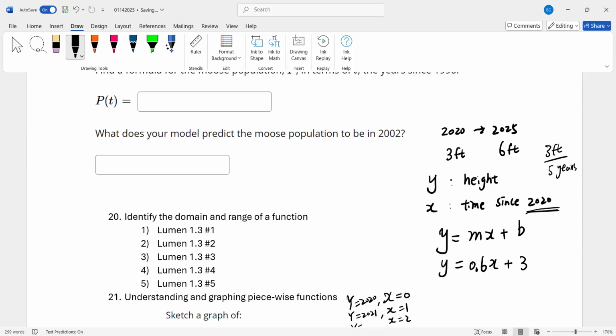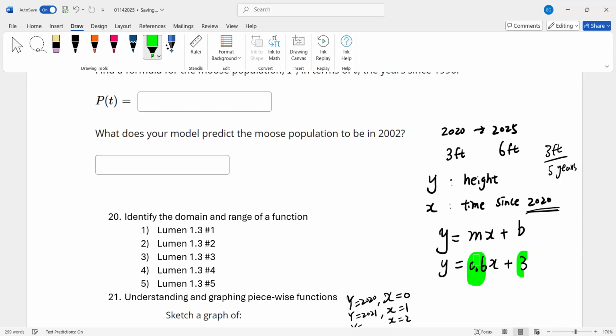As you can see, if we plug in x equals 0, y equals 3, right? Y here is the height. So when x equals 0, the year of 2020, your son's height is 3 feet. So everything matches.